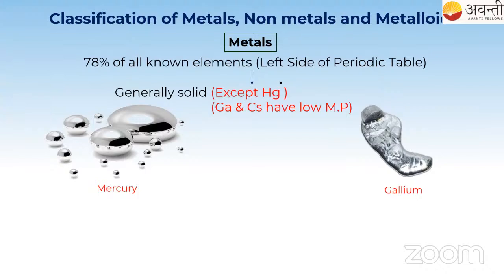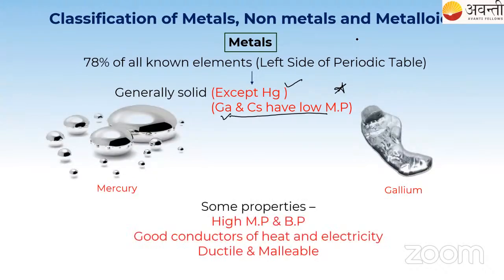Usually they exist in the solid state, but some exceptions are there. Mercury and gallium exist in the liquid state because they have low melting points. Very, very most important. Gallium and cesium are also metals, but they have low melting points. Simultaneously, we can see non-metals.